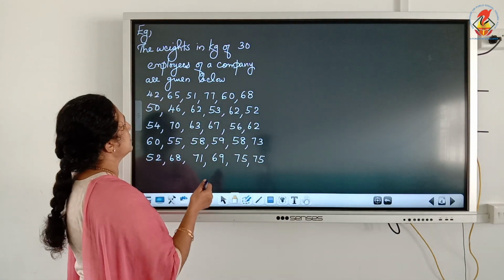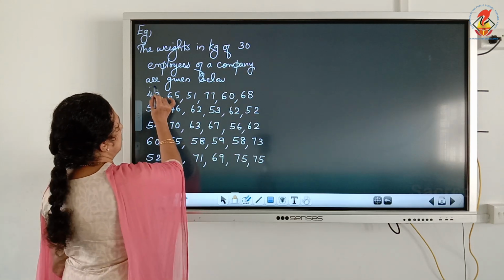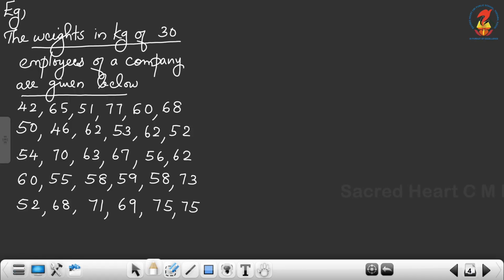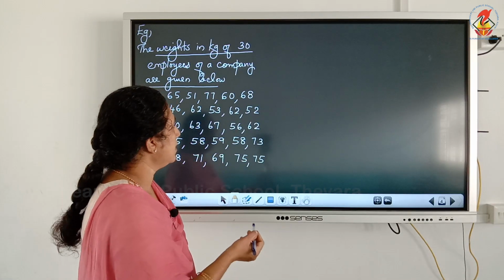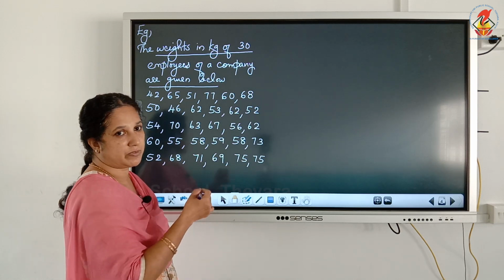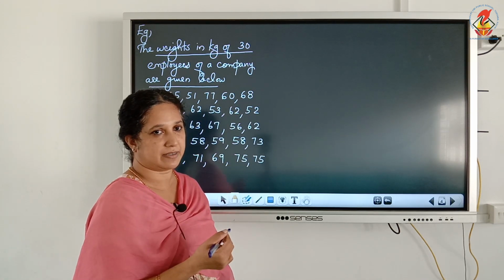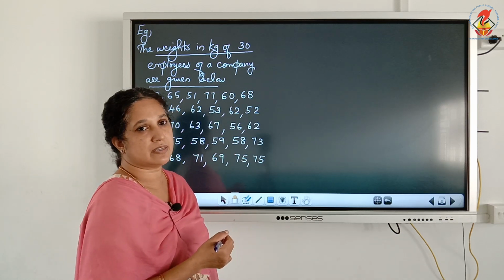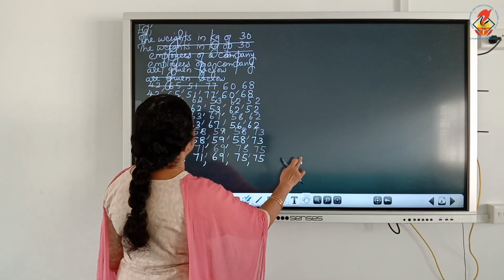Now look at this example. The weights in kilogram of 30 employees of a company are given below. This is unorganized data. We have to organize the data. Now if you write down the observations one by one, the table would be too long, so it will be very difficult. So what we have to do is make groups.